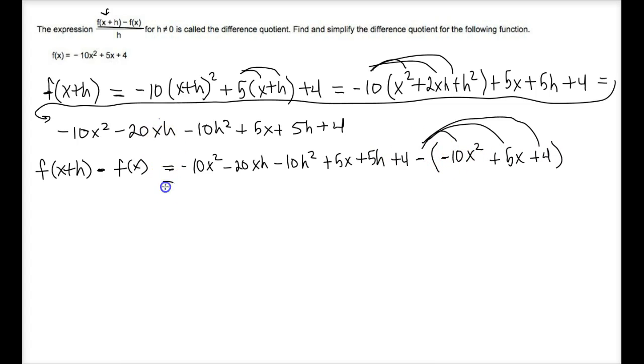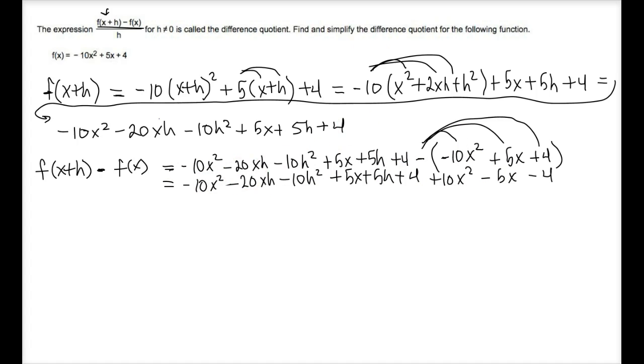Okay, so here we have negative 10x squared minus 20xh minus 10h squared, and then we just keep on writing everything else. And of course here, for these last three terms, we're just going to change the signs. So what was positive is now negative, and what was negative is now positive. Okay, so all of this is f of x plus h minus f of x. That's what this is. But we're not finished yet.